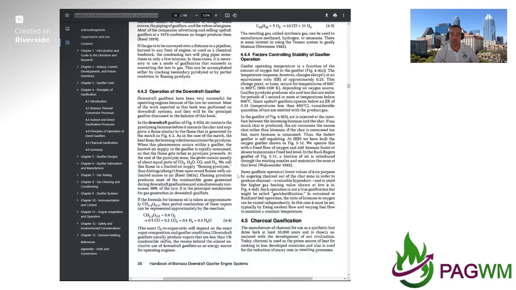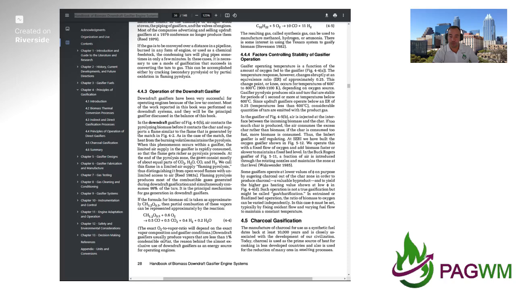Next is operation of the downdraft gasifier. Downdraft gasifiers have been very successful for operating engines because of the low tar content. Most of the work reported in this book was performed on downdraft systems, and they'll be the principal gasifier discussed in the balance of this book. In the downdraft gasifier, air contacts the pyrolyzing biomass before it contacts the char and supports a flame similar to the flame that is generated by a match. As in the case of the match, the heat from the burning volatiles maintains the pyrolysis.